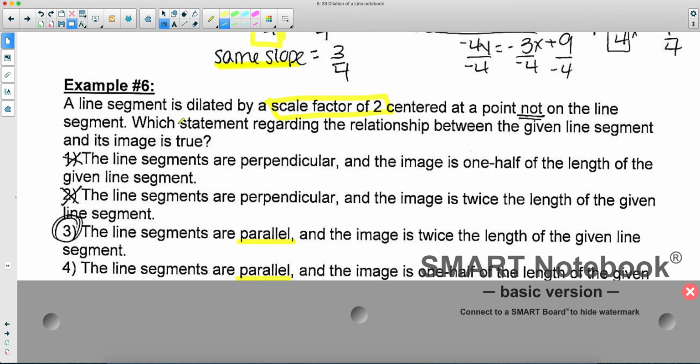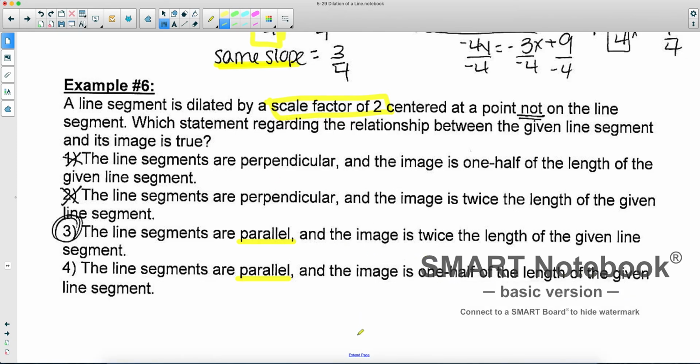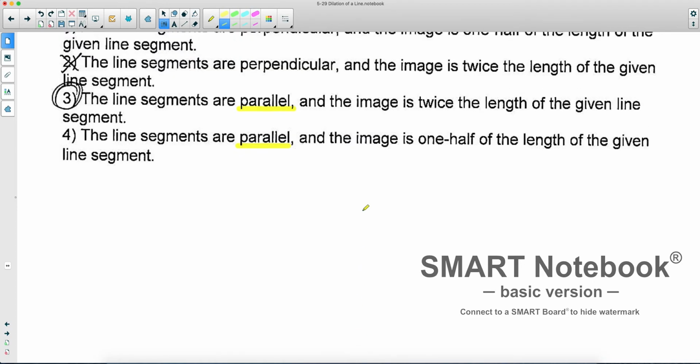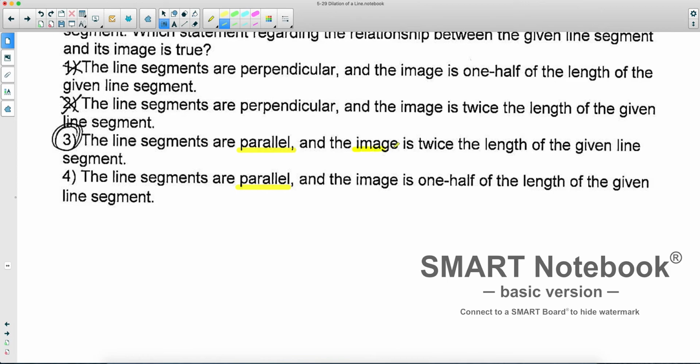So what's bigger, the image or the pre-image? Well, the image is where I end up, and the scale factor is 2. So the image should be twice as big as my pre-image, or the given starting point. So let's see which one says that the image is bigger. And I think we have that. Right here, choice 3. The image is twice the length of the given line segment. Perfect. This says that the image is 1/2 the length. No, that's not true. So we have choice 3, and there it is.